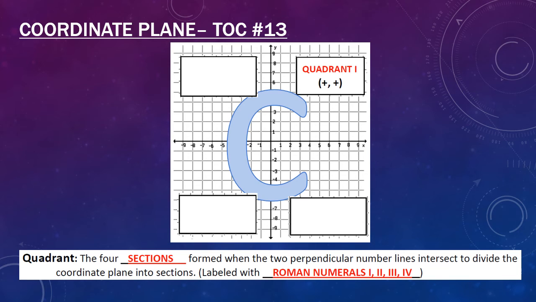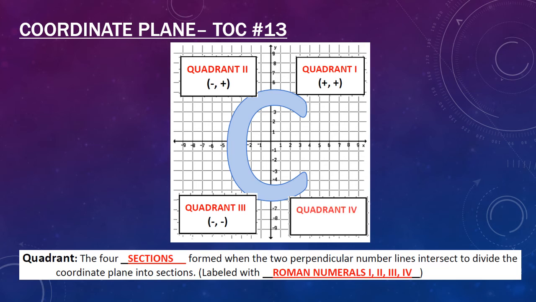Then if we continue around to make our C, quadrant 2 is in the top left, but this time my X values, or my first number, will be negative, and my second number is positive. So my X values will be negative because I'm going to the left of 0, and my second number will be positive because I'm still above the water. If I go into section 3, or quadrant 3, that's in the bottom left, both of my values will actually be negative. I'm going to be negative for my X and negative for my Y.